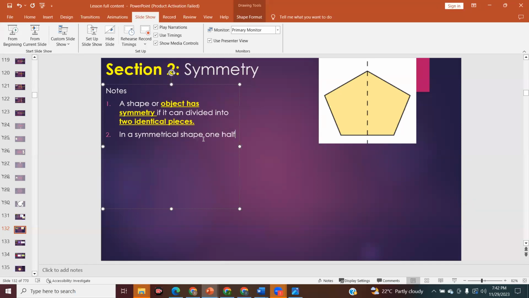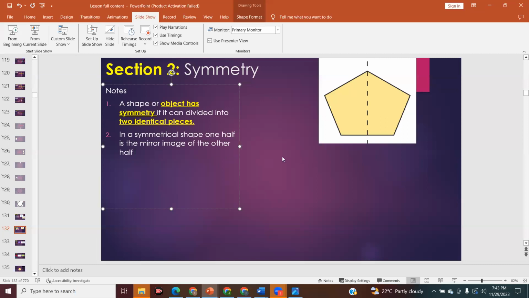In a symmetrical shape, one half is the mirror image of the other half. So it's like a reflection, right? So this side is the mirror image of this side. So if you were to fold the shape on its line of symmetry, both sides would touch each other and it would match perfectly, right?